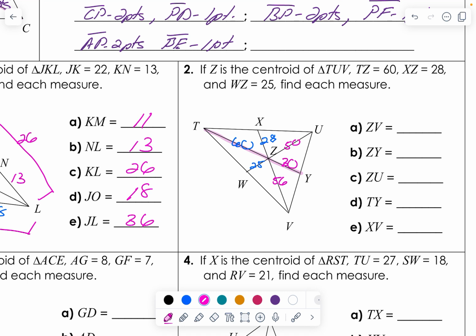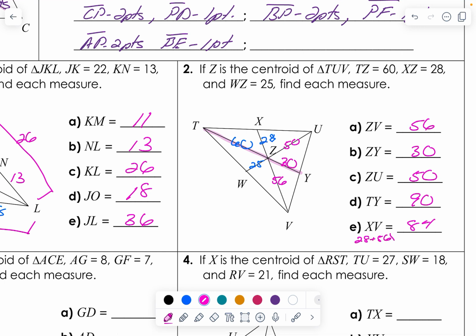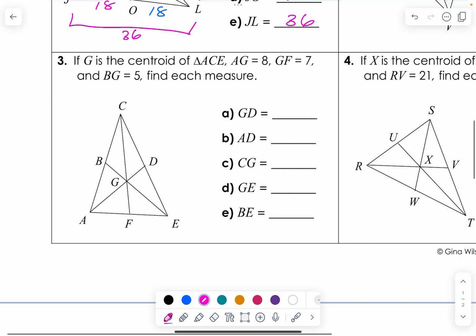So filling in information here, ZV is 56, ZY is 30, ZU is 50, TY, so that's the whole thing, is 90, adding them up, and XV, that's a whole thing, that's going to be 84. 28 plus 56 is 84. I'm just going to put 28 plus 56, and this one was 60 plus 30. All right, next example.